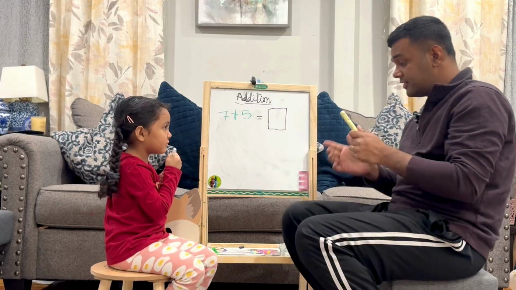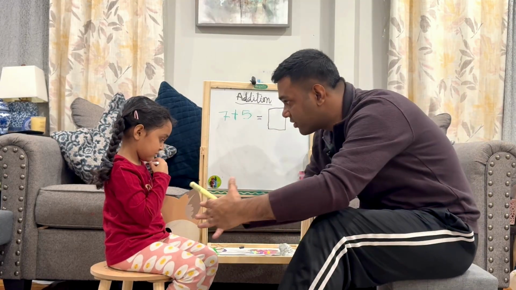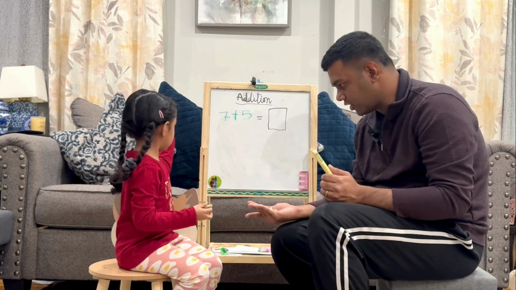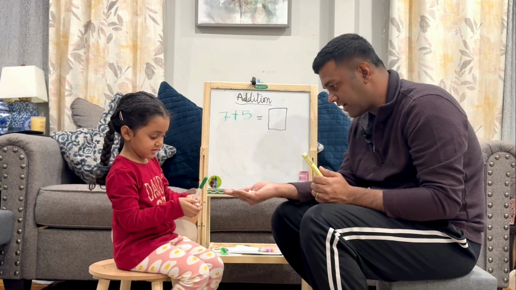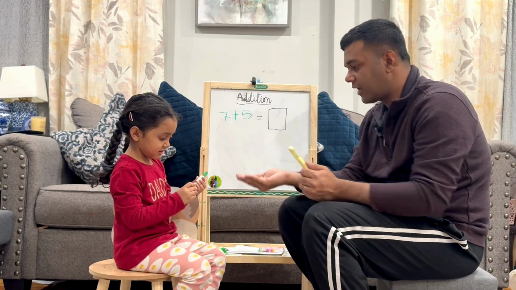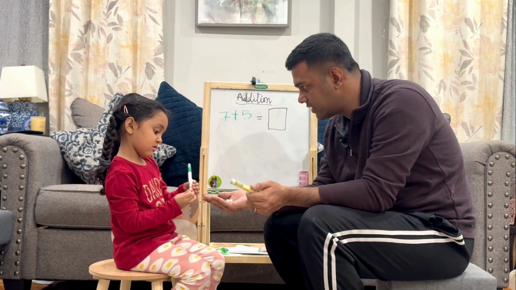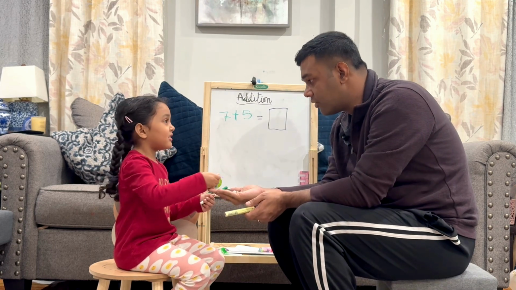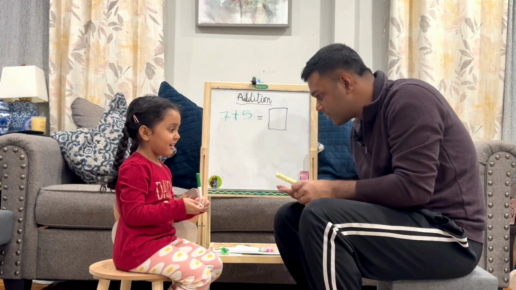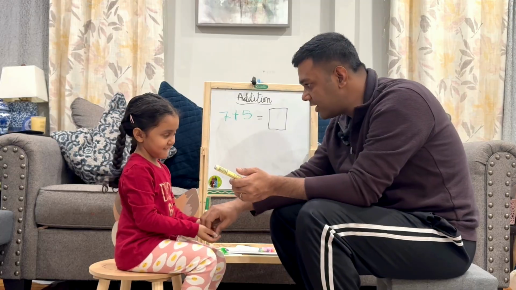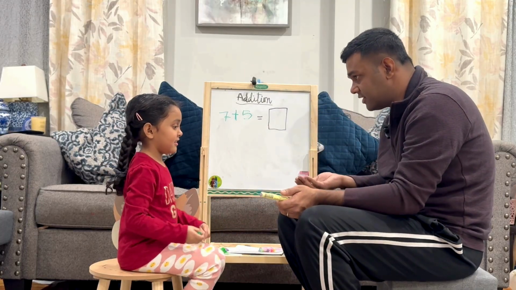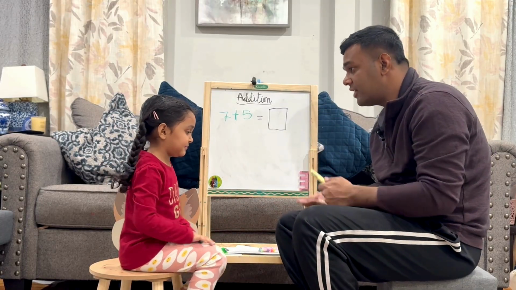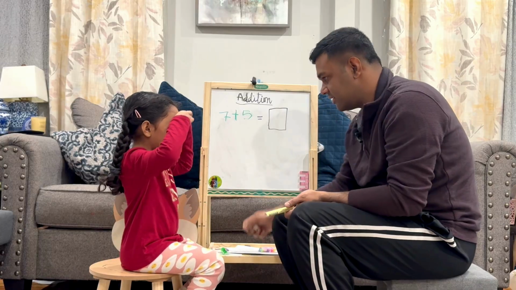So addition is you are gathering it together. Let's say I have these 2 chalks and you have those 2 chalks. So how many pieces of chalk here altogether? 4. Because I have 2, you have 2. So that means we are gathering it together. Gathering it together is called addition.